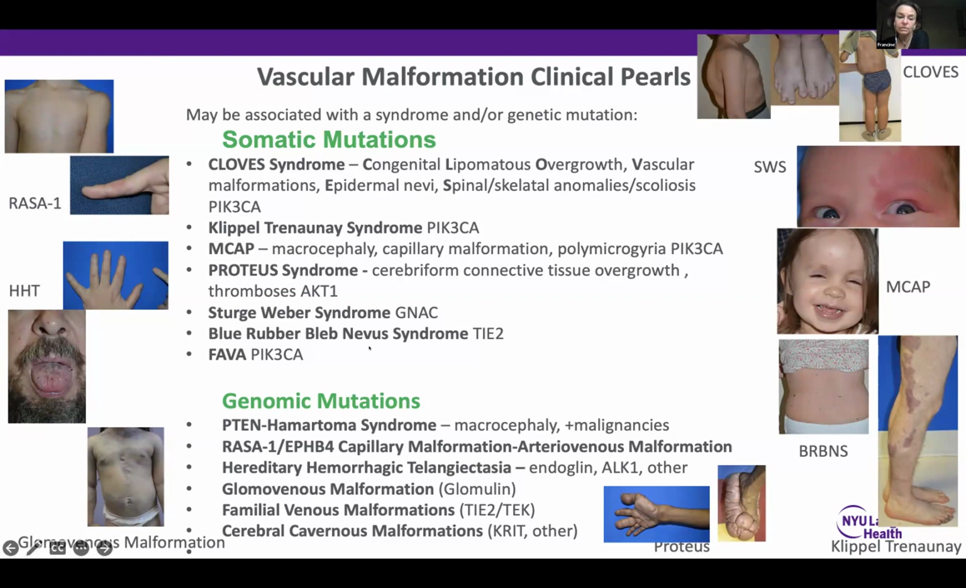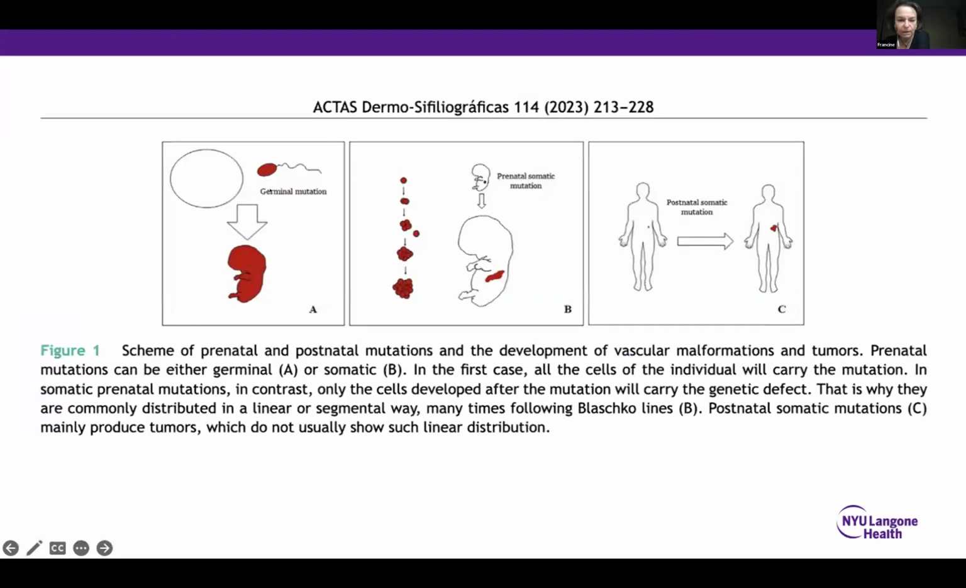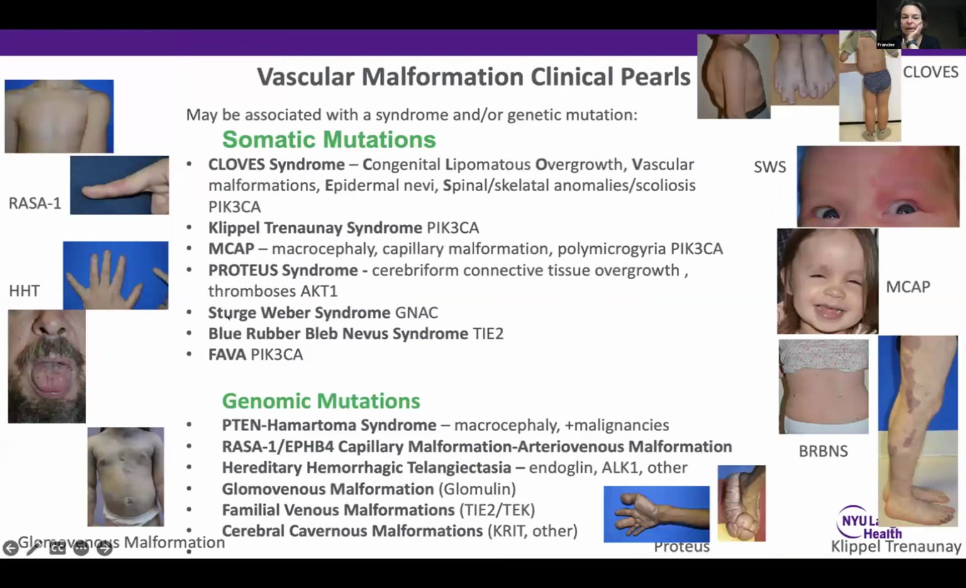Many of the patients that we see have these kinds of syndromes, which are somatic. CLOVES is one of the more common. That's congenital lipomatous overgrowth, vascular malformations, epidermal nevus, spinal anomalies, scoliosis, and many of these are this PIK3CA mutation, and sirolimus is a medication that targets that, and as does alpelisib. Proteus syndrome I had spoken about.